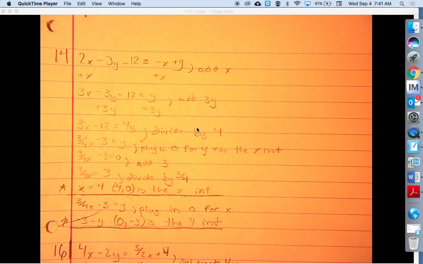equals 3 over 2x plus 4. I subtracted 4x, and then I divided by -2, and then I plugged in 0 for y, and the x-intercept I got was 5 over 8, and then the y-intercept I got was -2.